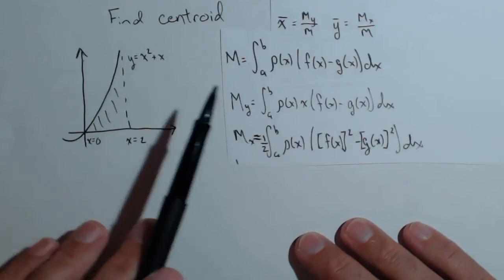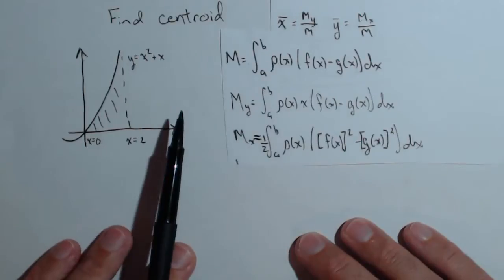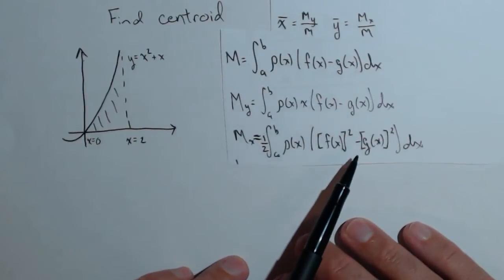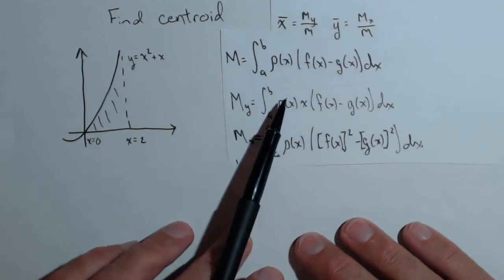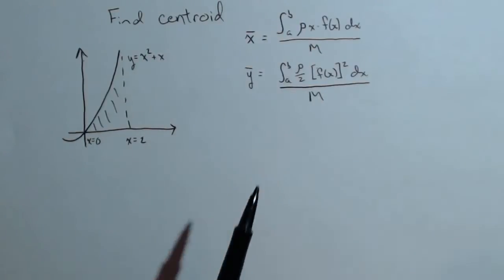What you'll notice, though, is because it's bounded by the x-axis, I can think of f of x as this function and g of x just being 0. So you can see that that's going to simplify all my formulas. Imagine all these with g of x being 0. We're also going to do them with a constant density. Let's see how that's going to simplify things.